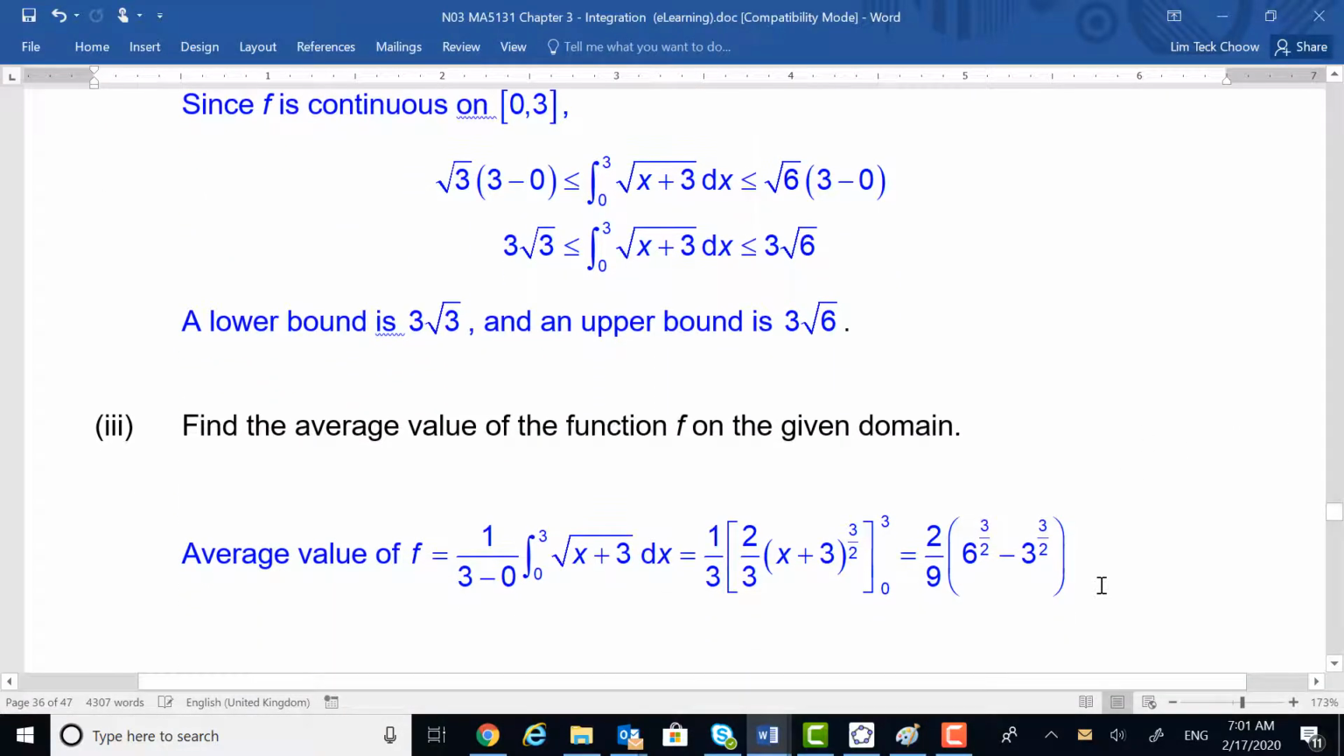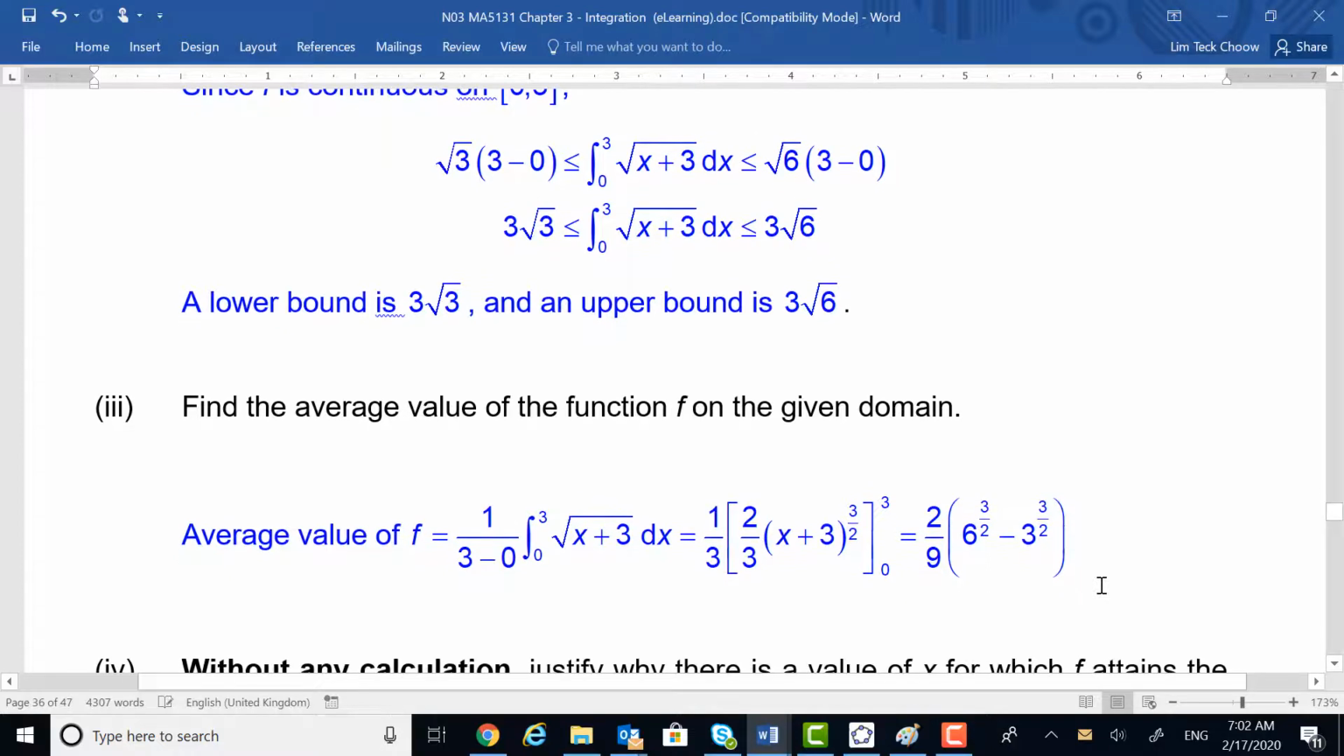Now to find the average value of the function, you have to integrate the function from 0 to 3 and divide over the interval. Average, take the sum, integrals are like a kind of sum over the interval, and this is the average value.